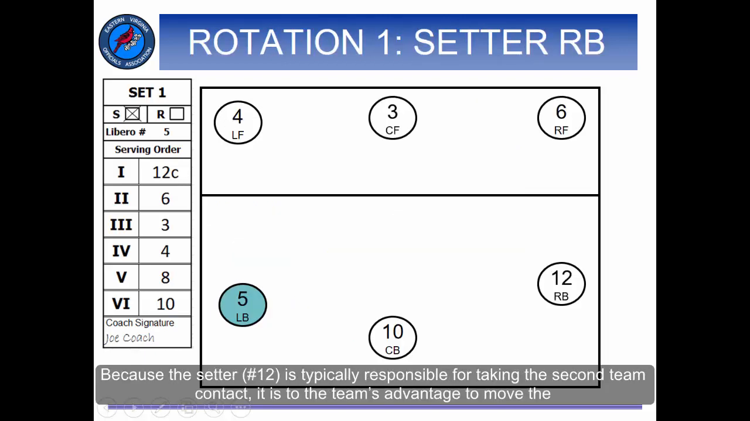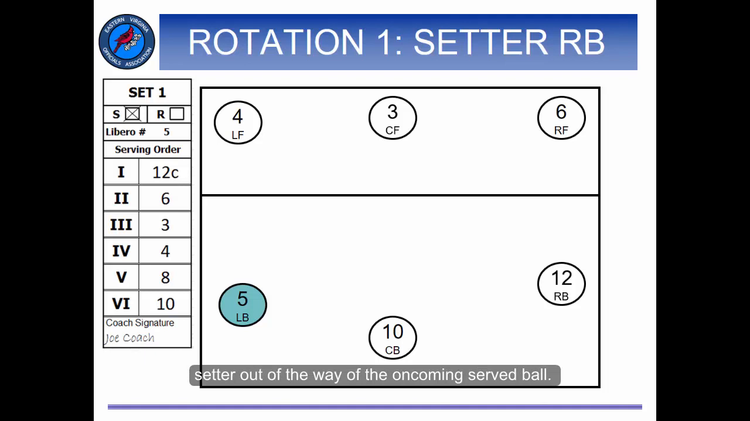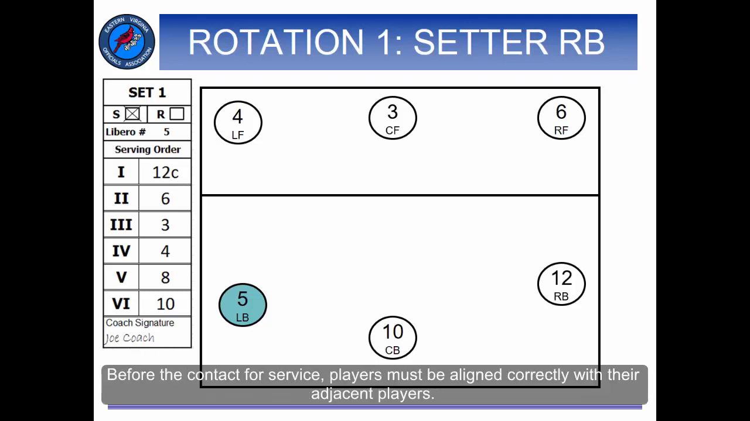Because the setter, number 12, is typically responsible for taking the second team contact, it is to the team's advantage to move the setter out of the way of the oncoming served ball. This is usually the primary objective of serve-receive patterns. Before the contact for service, players must be aligned correctly with their adjacent players.